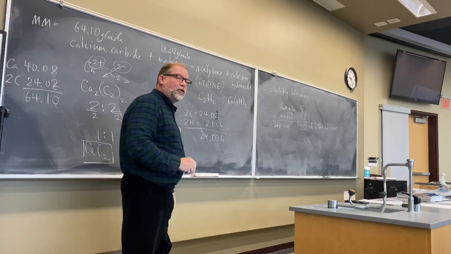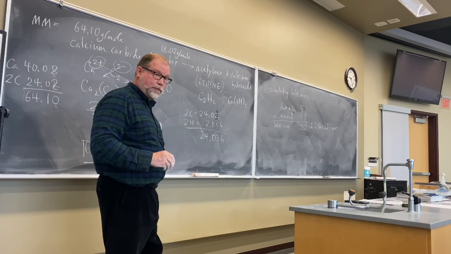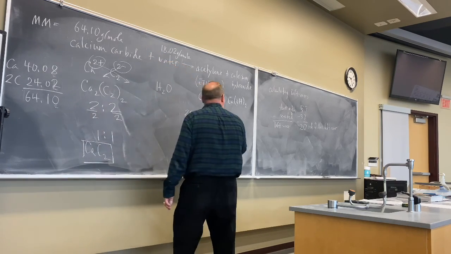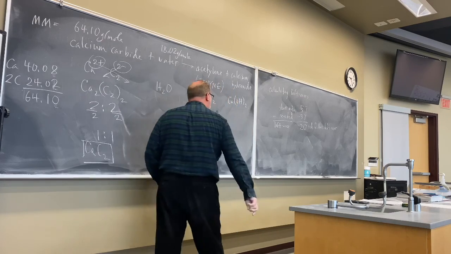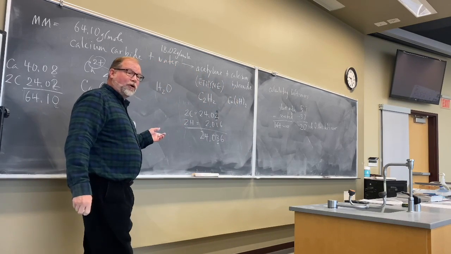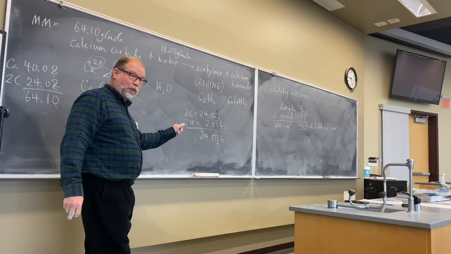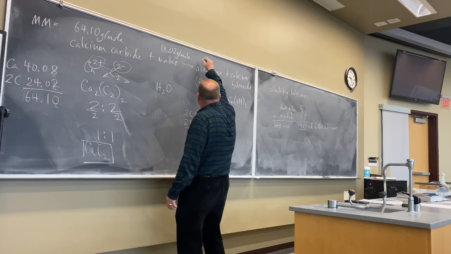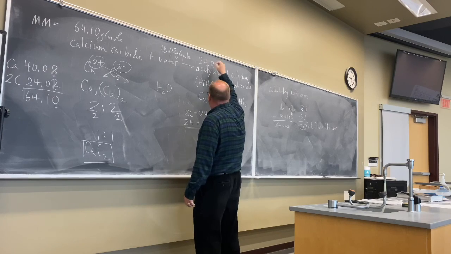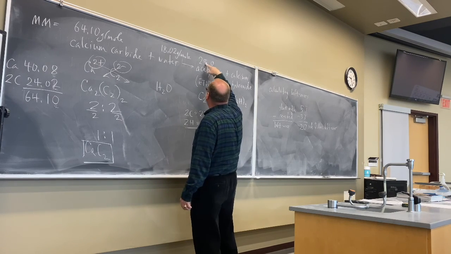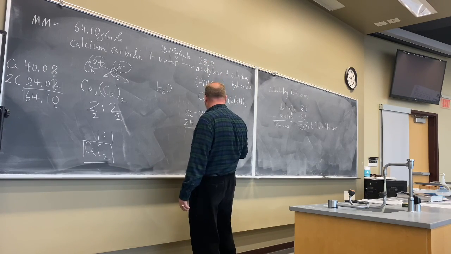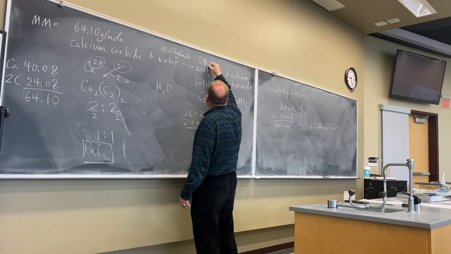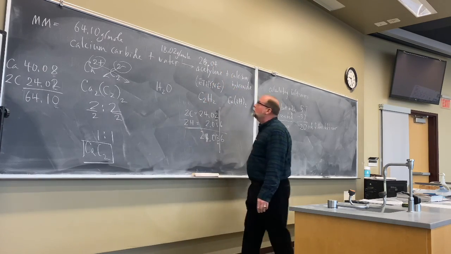When I add this together, my calculator would give me 24.036. However, one of the things that your authors are pretty meticulous about is they always round off these molar masses, even though there could be more places provided. So we'll follow their lead. And so we have 26.04 grams per mole.